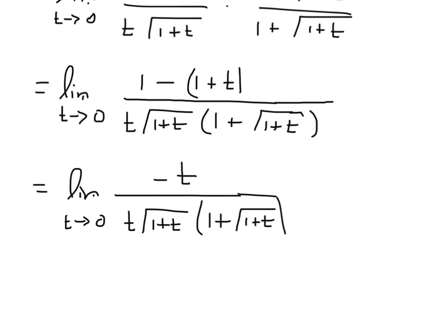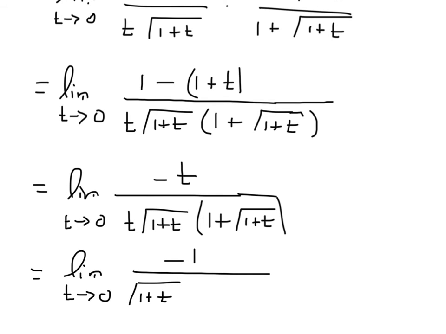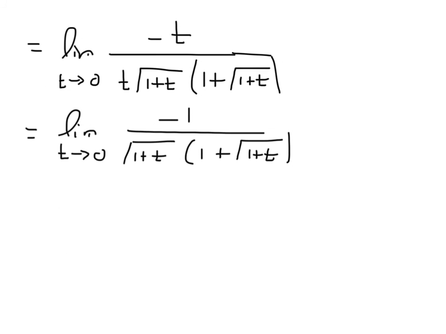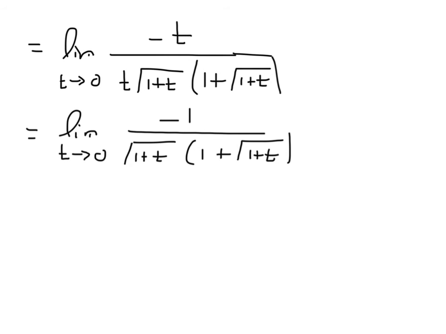Alright, so now we do our cancellation. This is the limit as t tends to 0. t over t is 1, so we'll have minus 1 in the numerator, then root 1 plus t, and 1 plus root 1 plus t. And now this looks really good because, well, if you evaluate this denominator here at 0, you will no longer get a 0 denominator. So in fact, 0 is in the domain of this function.